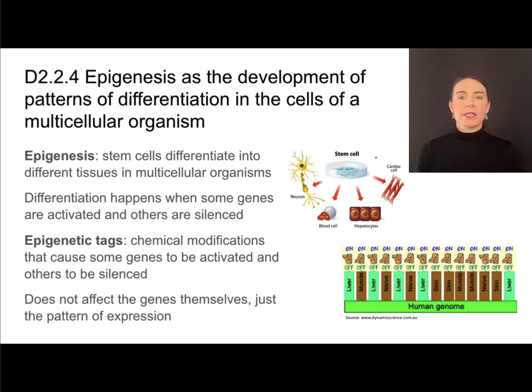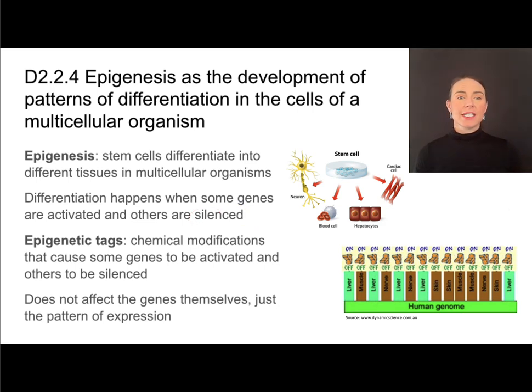This process of cell differentiation is known as epigenesis, okay? So it results in different tissues. And again, this is all related to activating some genes and silencing others. So activated is turned on and expressed, silenced is turned off or not expressed.